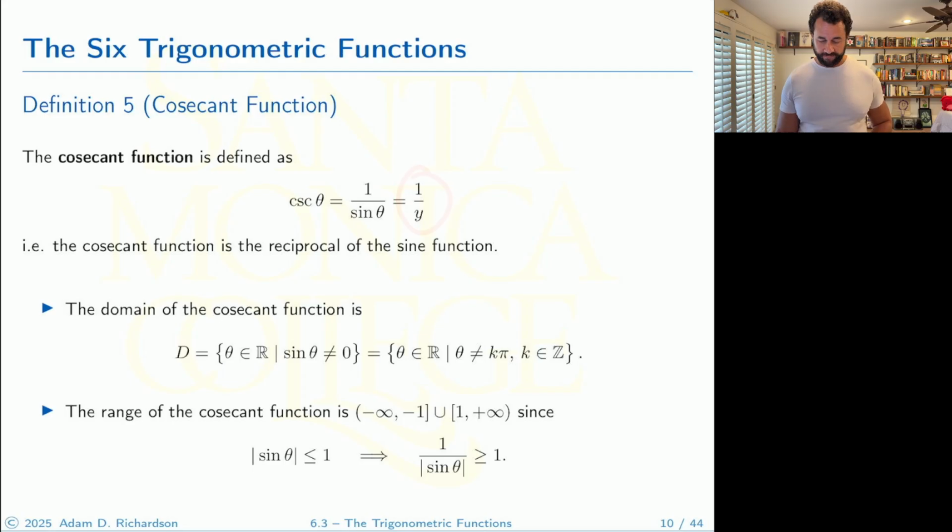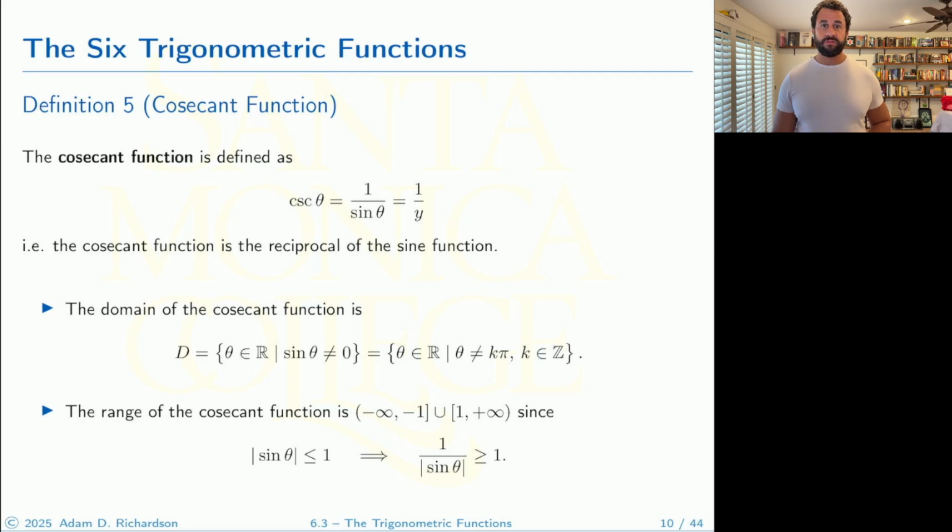It's 1 over y. Just like we saw a moment ago, we have to be careful about division by 0 because sine of theta could be 0. The vertical displacement of that point could be nothing. It could be 0, right? So we need to exclude those points from the domain of cosecant. So the domain of cosecant is all real numbers where sine of theta is not 0.